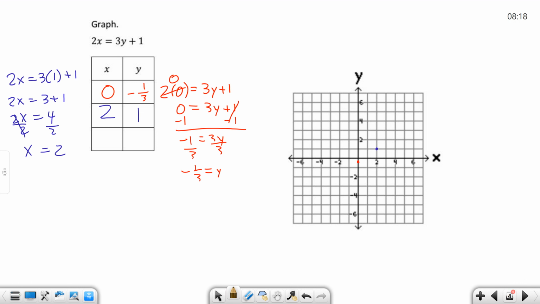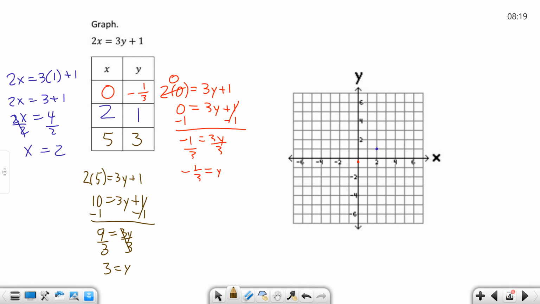Or I could say, I'm going to let x equal 5. Again, that's just going further out. I got 0, I got 2, I'm just going to keep going. I could have picked 4. I picked 5. So then 2 times 5 equals 3y plus 1. So 10 equals 3y plus 1. We're going to subtract 1. You can see I actually did this in my head, picking this so that it works out as a whole number. If you pick 4, it's going to work too, it's just going to be a fraction. So y equals 3. So the point 5, 3 is on here.